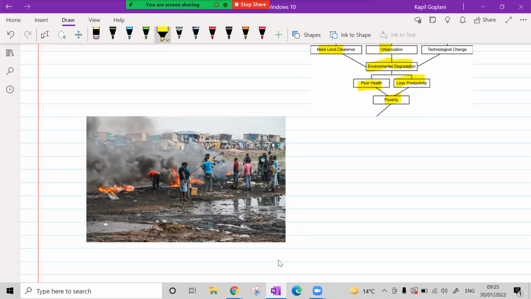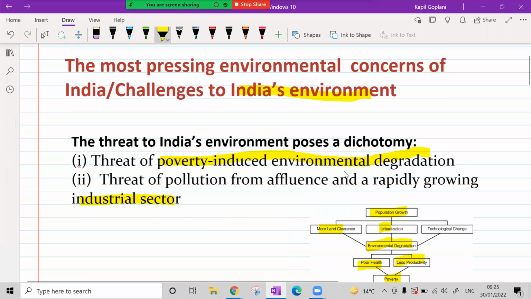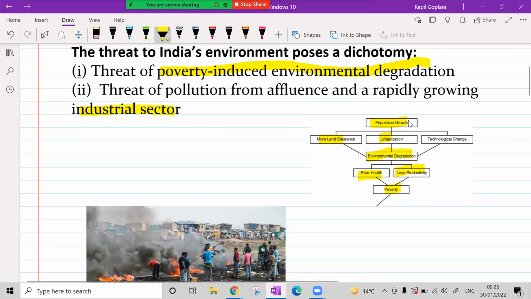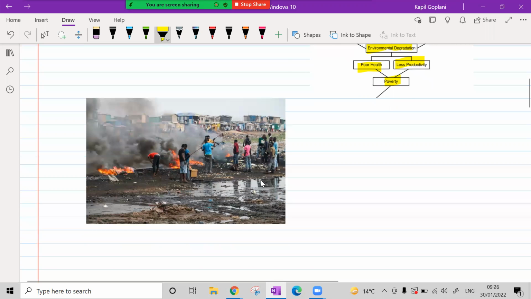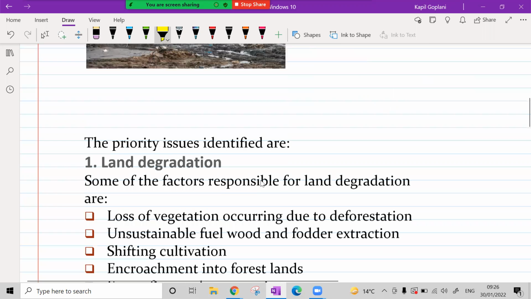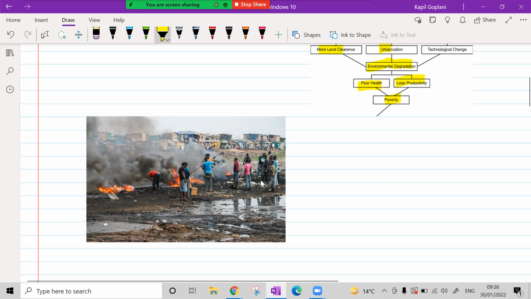Is it creating pollution in that area then? Yes, this is called incineration. Poverty-induced environmental degradation, because they do not have the knowledge that this garbage needs to be recycled. This garbage needs to be given to the government authorities. They are burning that, and this is creating again an environmental degradation. Second, this happens in every other locality.